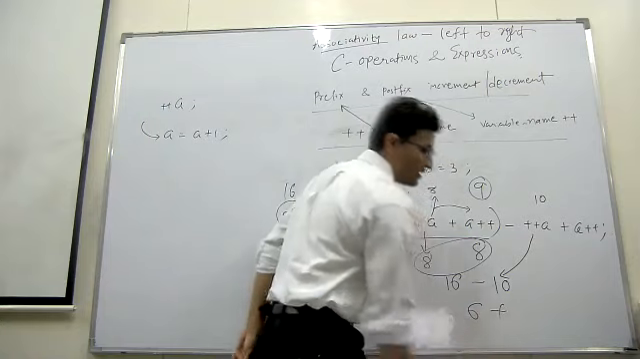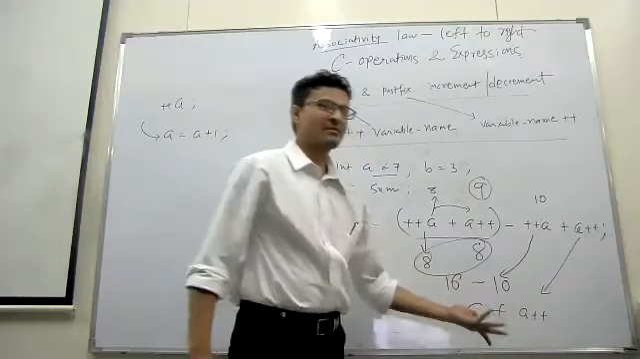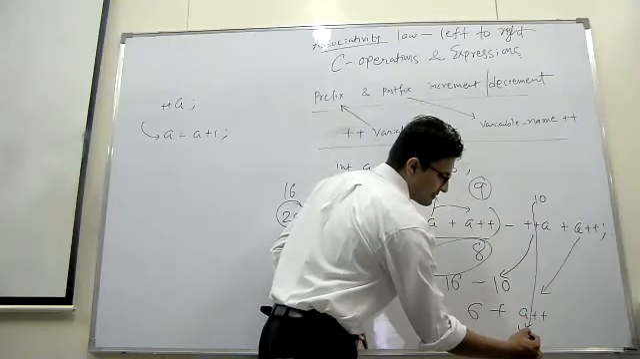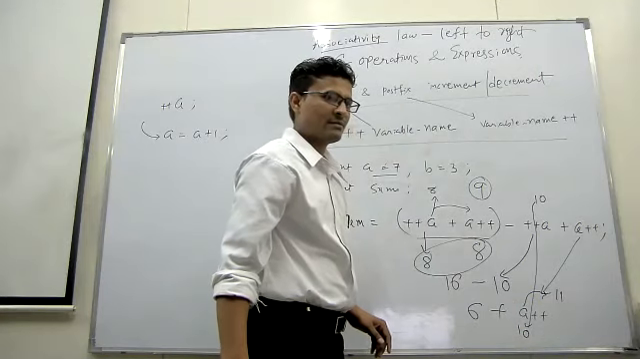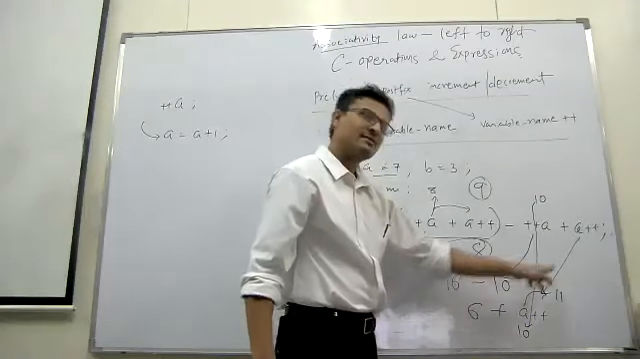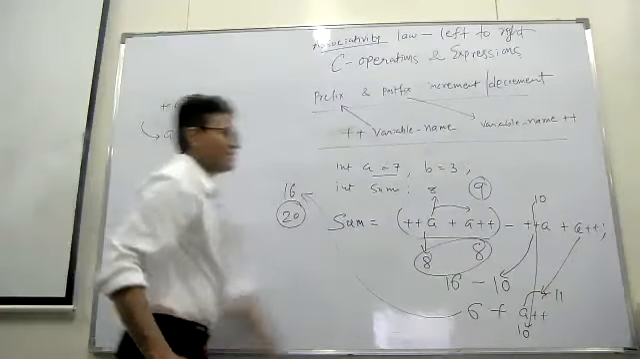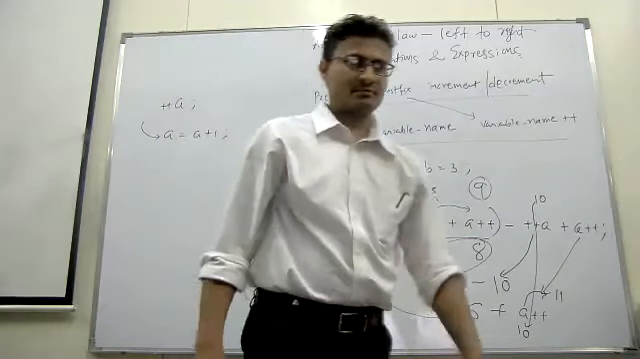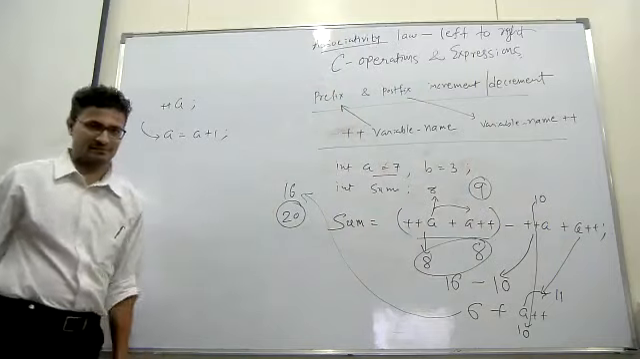6 plus plus 10. इसको नीचे उतारो. यहाँ पे पोस्ट फिक्स 10. पोस्ट फिक्स, so assign first, then update, 11. Clear? पोस्ट फिक्स में क्या होगा? Assign first, then update. So answer is 16. And value of A is 11. At the end of this execution, value of A is 11 and sum is equal to 16.